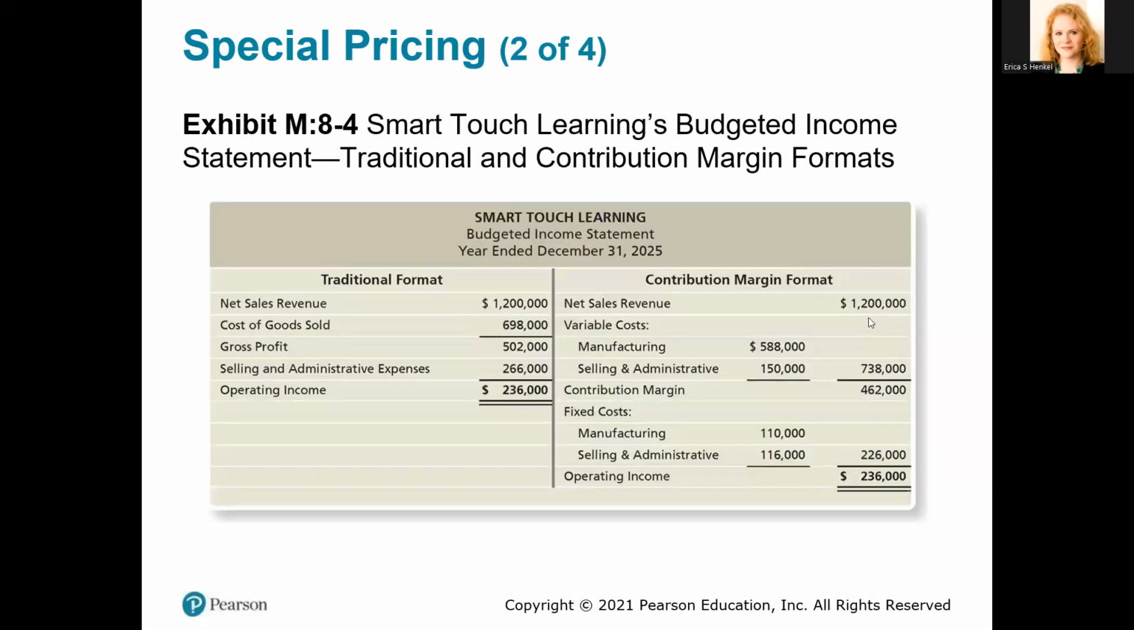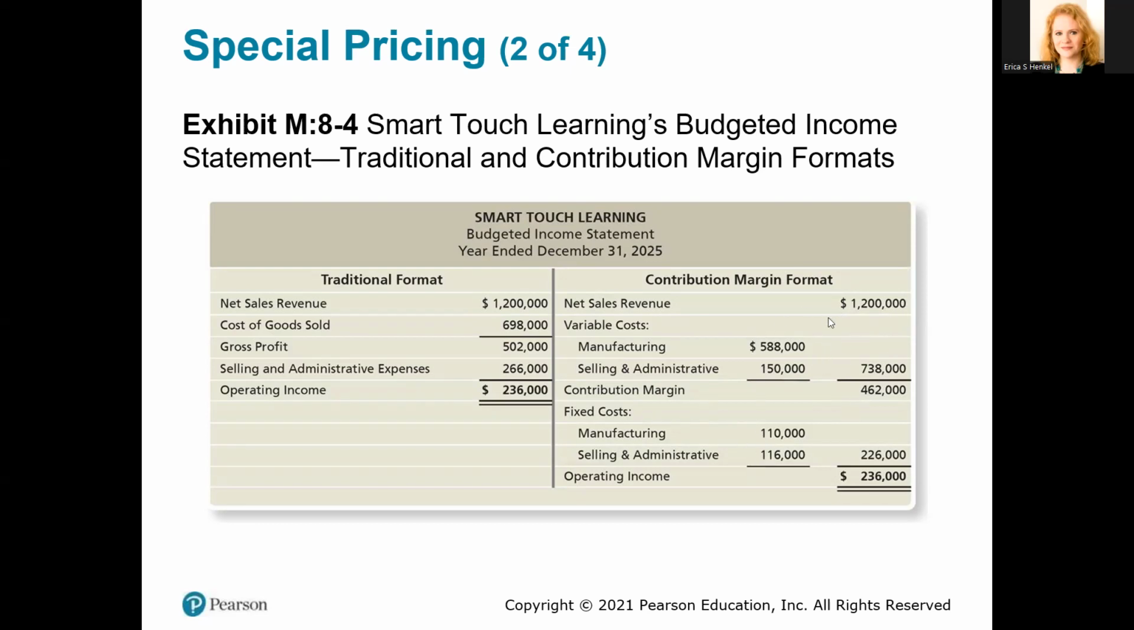So here we've got two different income statement formats for Smart Touch Learning: the traditional format with net sales revenue less cost of goods sold to get to gross profit, minus the selling and administrative expenses, getting to $236,000 in operating income. So this is the same dollar amount we had on our previous budget that was shown. Here it is in a contribution margin format. Same numbers, only we're breaking out the cost of goods sold and the selling and administrative between which parts are variable, in other words, which parts change based on the number of units, and which parts are fixed.